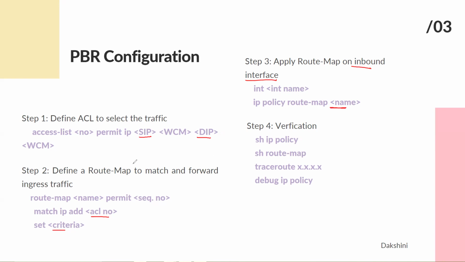So this is how you can configure your policy-based routing. Once this is done, we can verify with the help of these four commands. You can either give show ip policy or show route-map, which will show you the route map that you have created. With traceroute, you can actually track the route, which path it is following. And we can also debug ip policy.